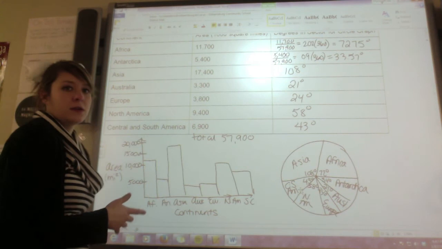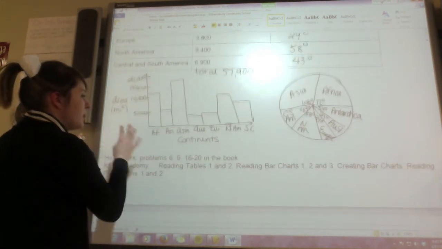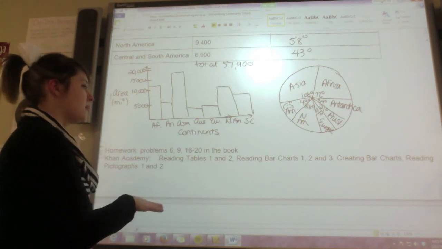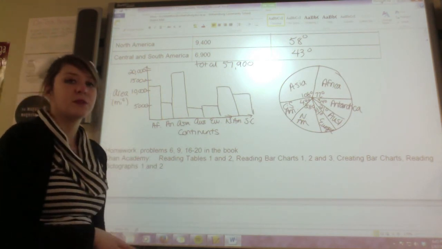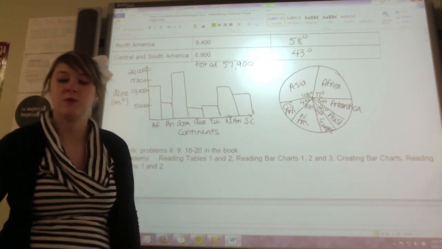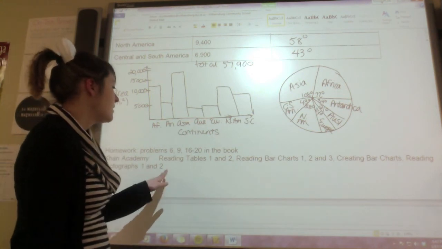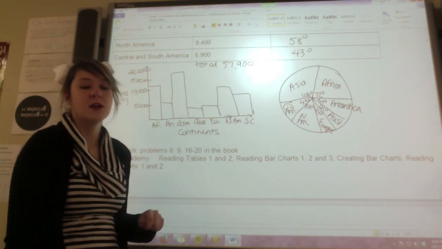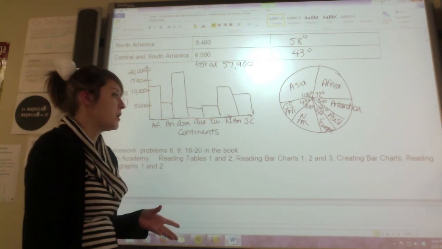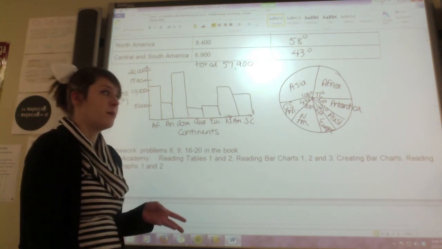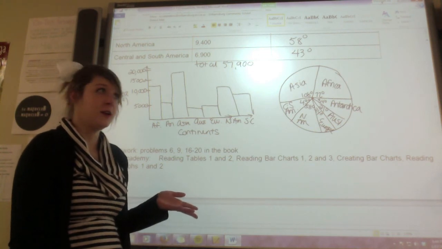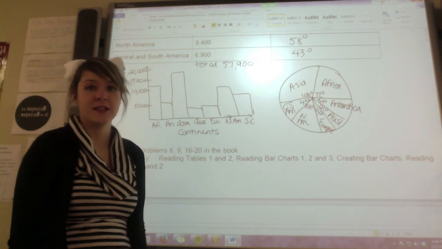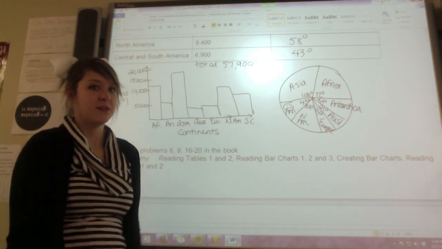So I've got my circle graph, I've got my bar graph. Now we know how to create those. Your homework is going to be the book problems, and there's also Khan Academy activities. There's a whole bunch of them just because I think that this should be really easy for you guys. Reading tables, reading bar charts, creating bar charts, and reading pictographs. These are just some things that you should be able to review from middle school and possibly your Algebra 1 classes. So that's everything for Section 1.